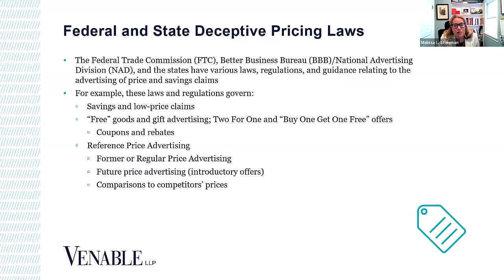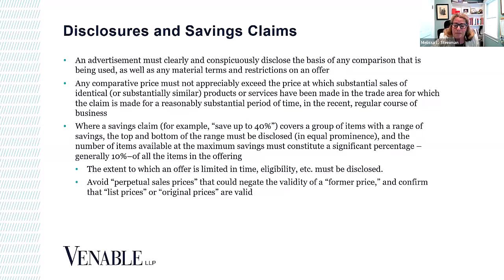These laws and regulations govern everything from savings and low price claims to free goods and gift advertising, to reference price advertising, which we're going to spend a considerable amount on today, to antitrust and minimum advertised price policies. So now we're seeing more and more. The DOJ has in fact gotten involved when it comes to some of these practices, and lots of privacy as well. Now we're going to focus on sort of the deceptive pricing side of things. Next slide.